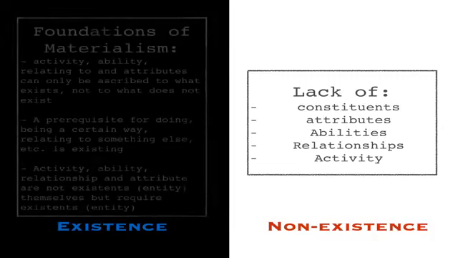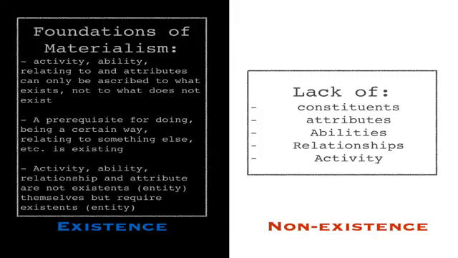So what is most foundational in a materialist ontology? Activity, ability, relating to, and attributes can only be ascribed to what exists, not to what does not exist. A prerequisite for doing, being a certain way, relating to something else, etc. is existing. Activity, ability, relationship and attribute are not existence themselves but require existence. Let's call this entity.